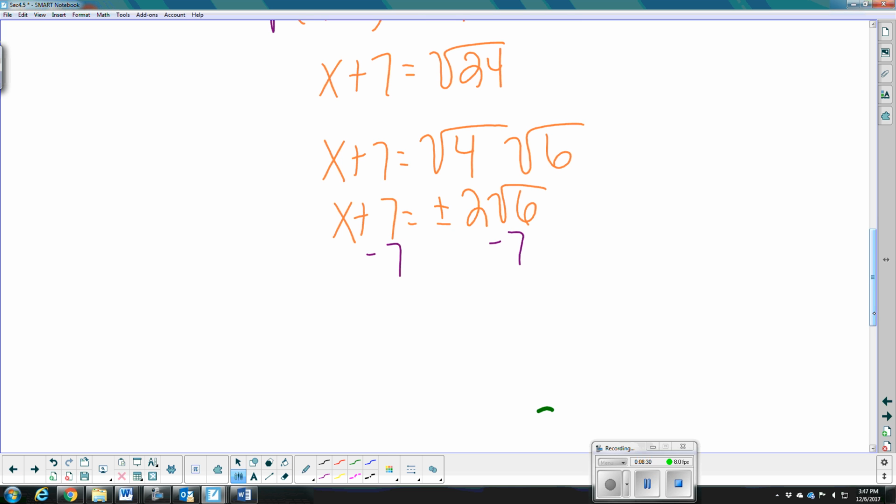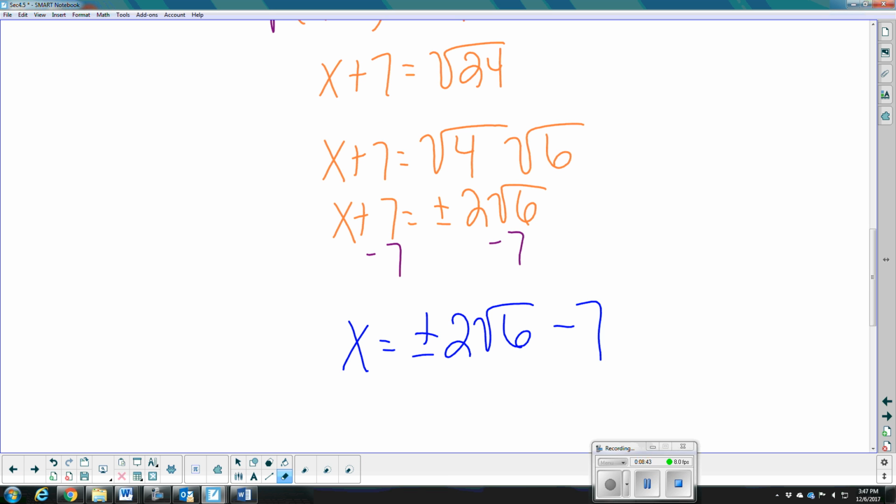Now remember, we cannot add the 2 and 7 together because they do not have like radicands. So x equals positive or negative 2 times the square root of 6 minus 7. Again, we cannot combine these two because they do not have like radicands. So that's as simple as we can go.